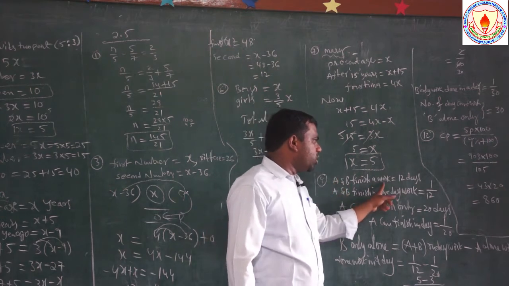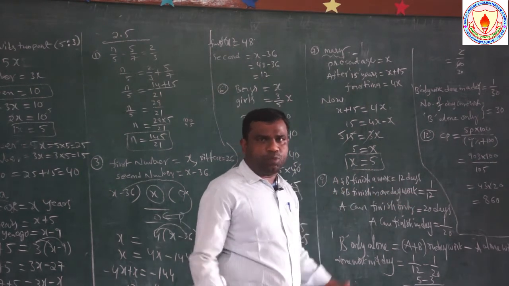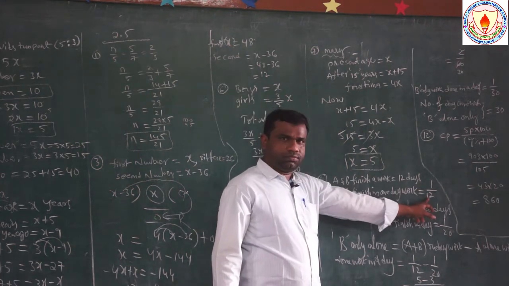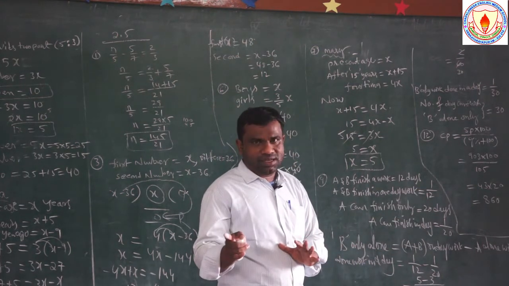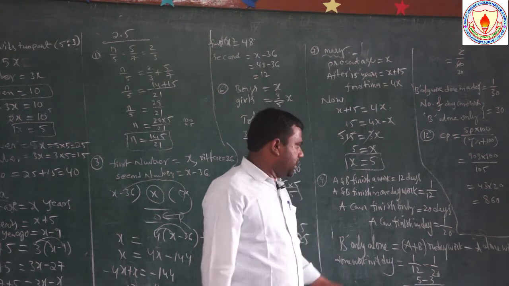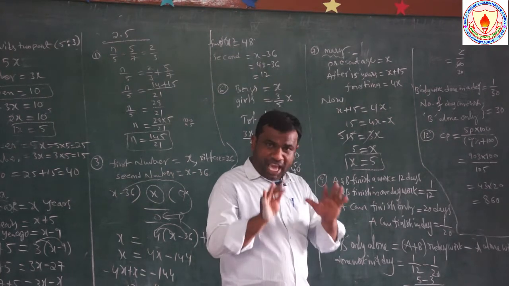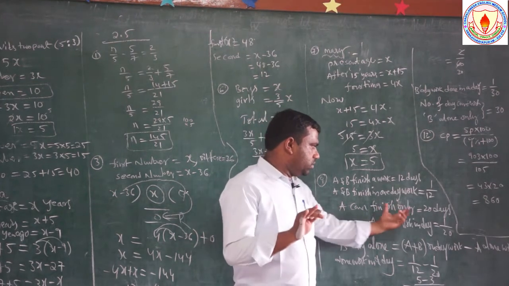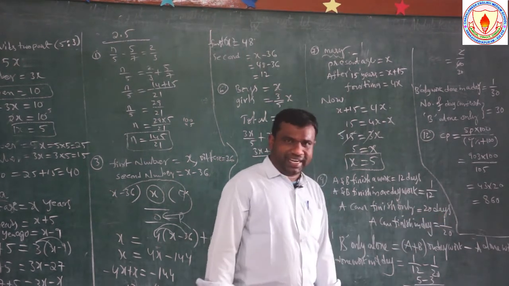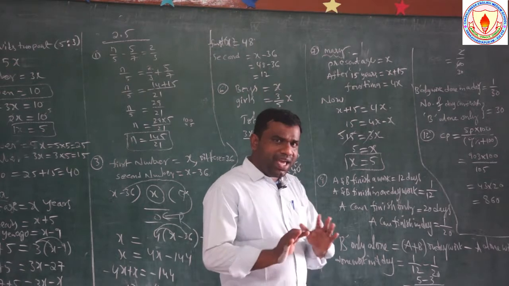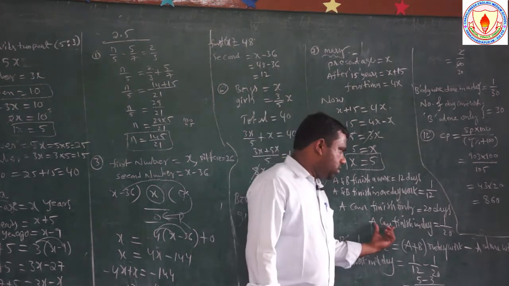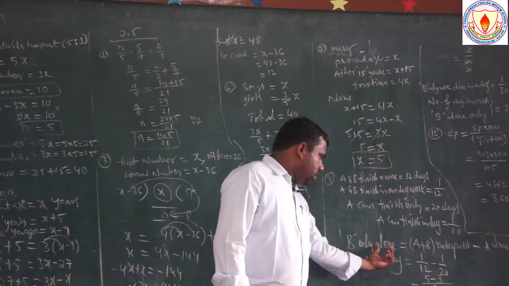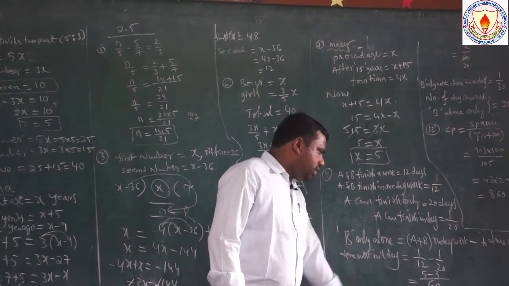A and B finish the work in 12 days. In 12 days, both together, they complete it. Their 1 day work is 1 by 12. Next, A alone can finish the work in 20 days. Per day, how much work does he do? 1 by 20. I want B alone's work in a day.